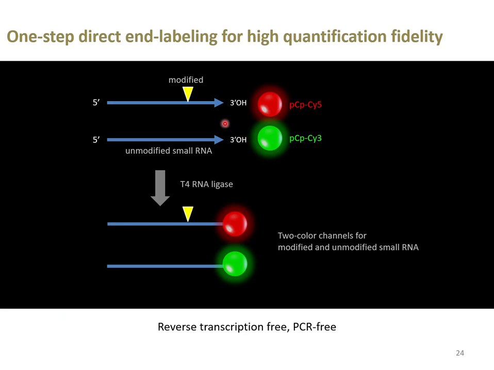Here, the 3' end of the denatured RNA is ligated to cytidine 5' phosphate labeled with Cy5 or Cy3 by T4 RNA ligase in one-step ligation reaction. There is no reverse transcription, no PCR amplification to best preserve the quantification accuracy. The immunoprecipitated modified RNAs are labeled with Cy5, and the unbound unmodified RNAs are separately labeled with Cy3. So the proportions of the modified and unmodified RNAs, the modification stoichiometry, can be calculated.